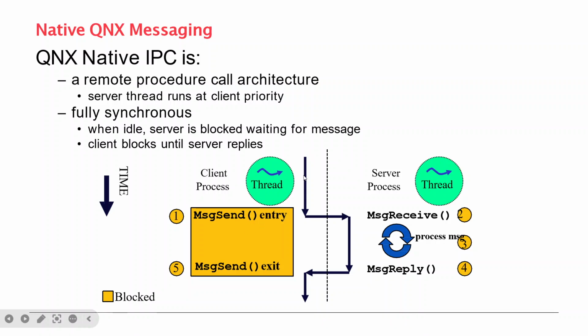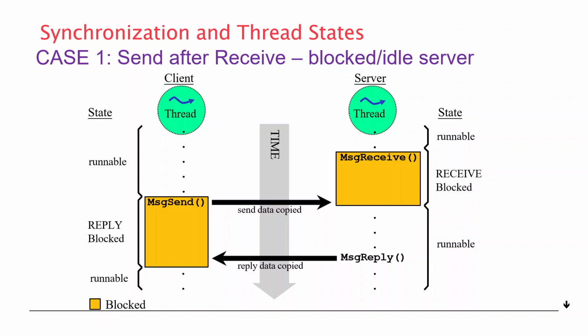First the message will be entered and given to the server. The server receives the message from the client and processes it. Then it replies. Until then, the client blocks until it receives the reply. So it will be in the blocked mode. Next we can see synchronization and thread states.